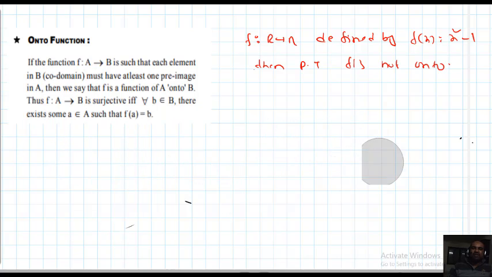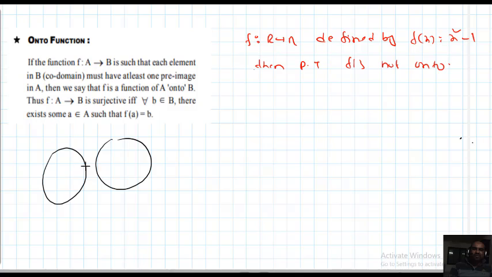Okay, but how to write theoretical steps? I will show you. Observe, students. Theoretical steps means here: take any element which is in codomain, say y. We want to show for every y there is x such that f of x equal to y. Then you can say that given function is onto.